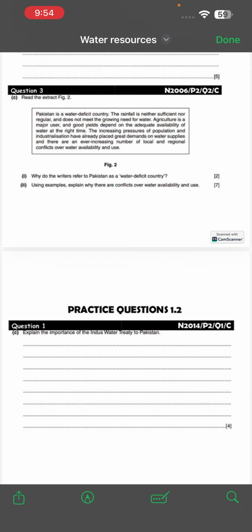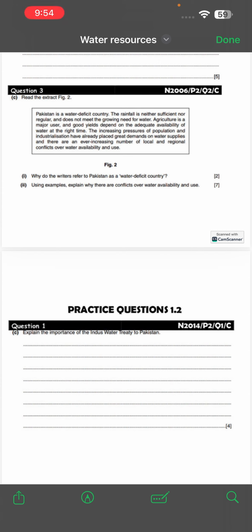Alright, so students, a water deficit country basically means a country where there is insufficient rainfall, right? And more demand. You need to write it down. You need two things: why it is considered a water deficit country is because the population is too much. People are demanding more and more water, but due to the insufficient rainfall, we are unable to fulfill the requirement of the people. Alright? You need to understand this in a better way.